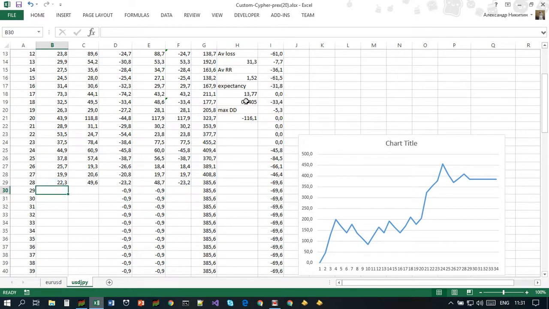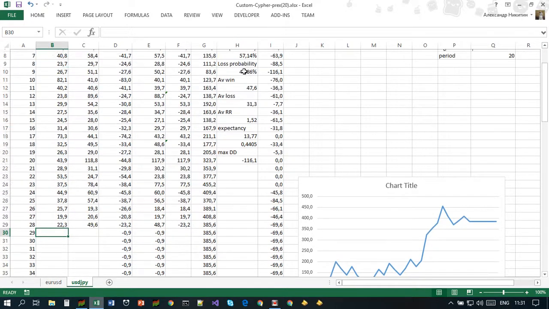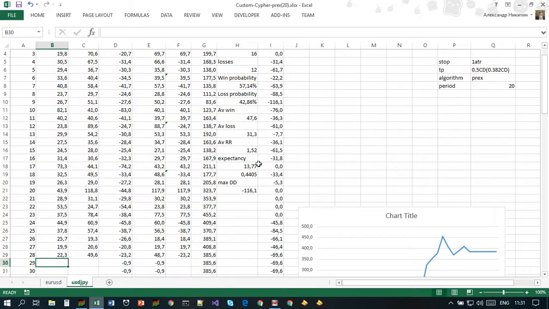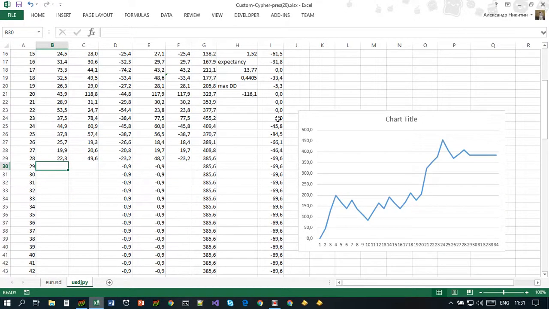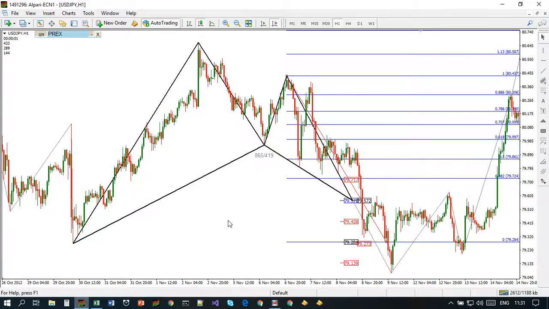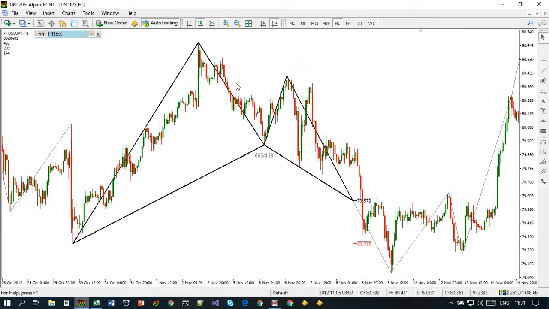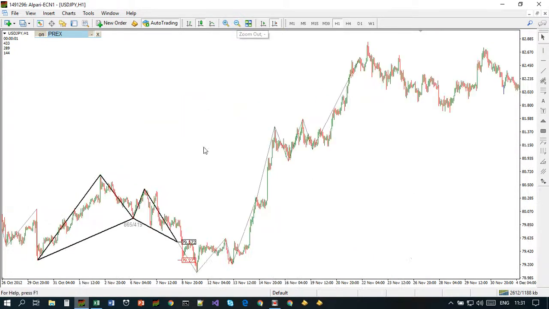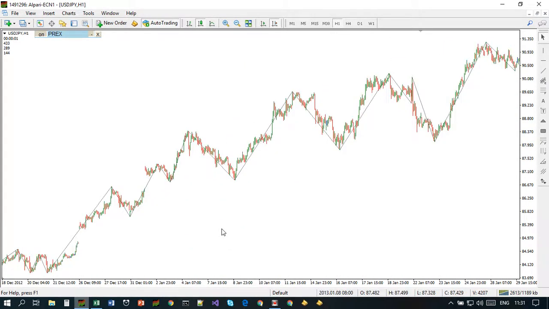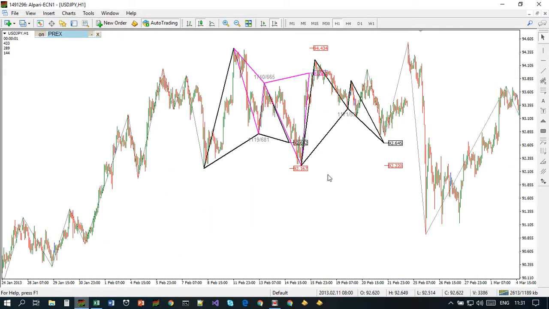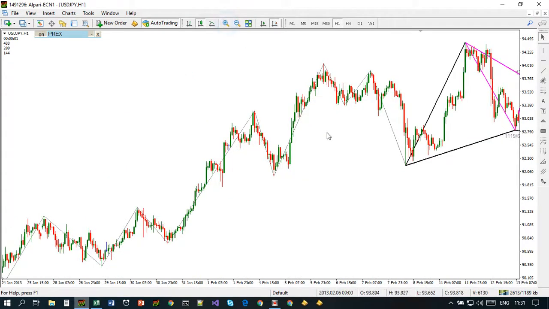The expectancy is still okay, it is 0.44, the win probability is 57, while still okay, with this average risk reward of 1.52. It is still okay. Next, another situation here.